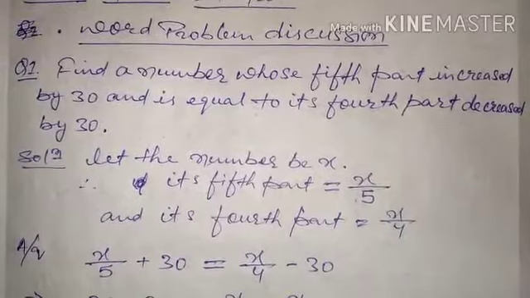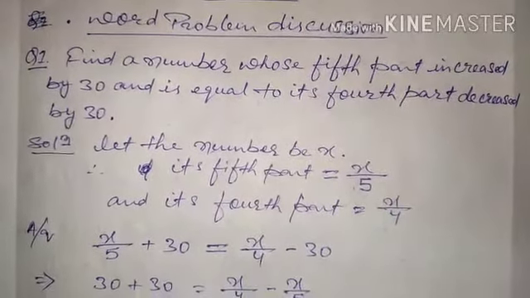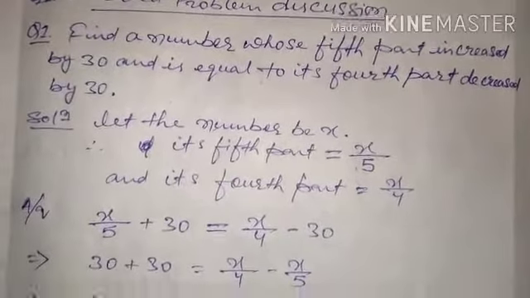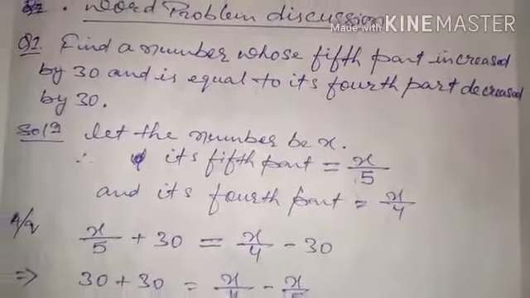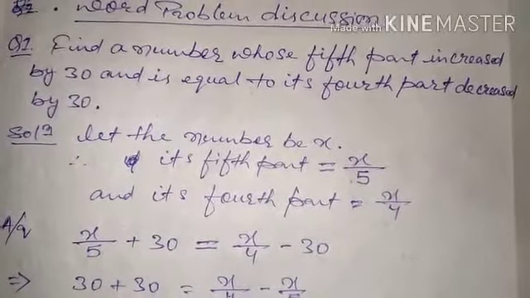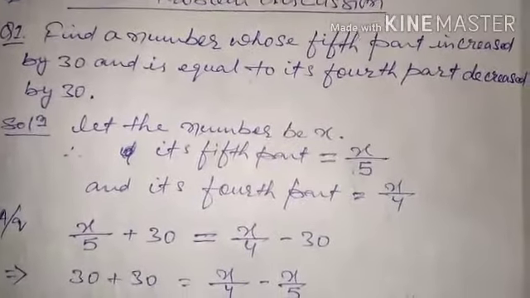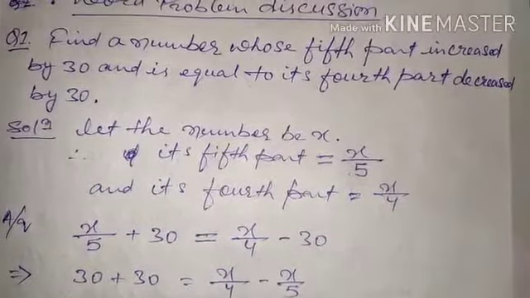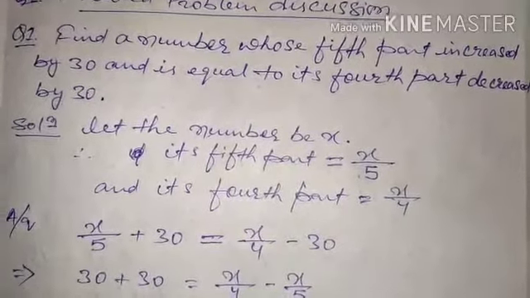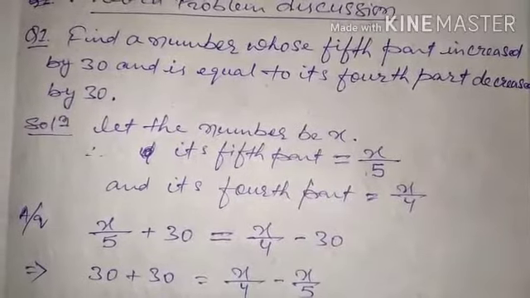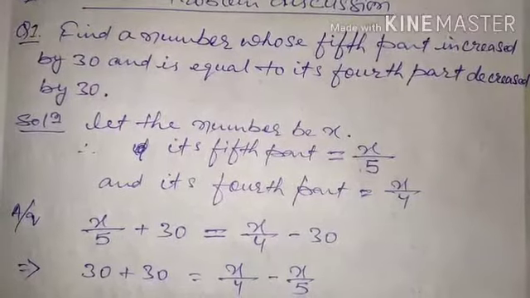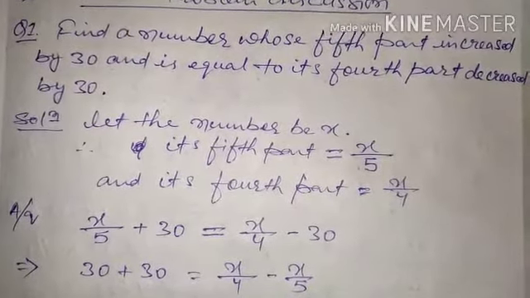Okay, so let's start today's session. I will start with the first question. Question number 1 is a bit complicated, not very much, which is given in your assignment. Two questions I have taken from your assignment, and 1 question I have taken from another source. So find a number whose fifth part increased by 30 is equal to its fourth part decreased by 30.